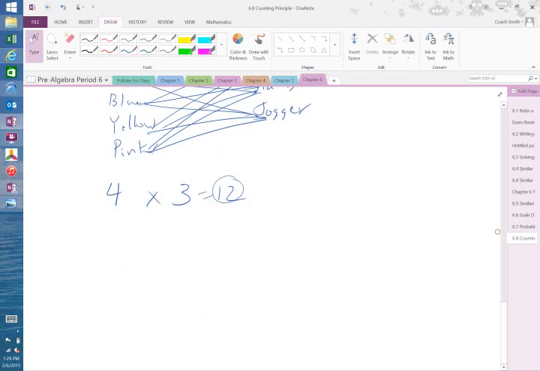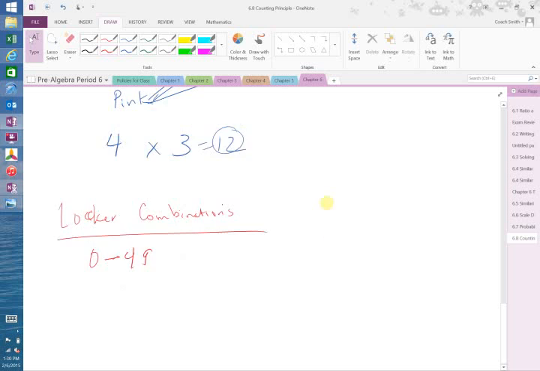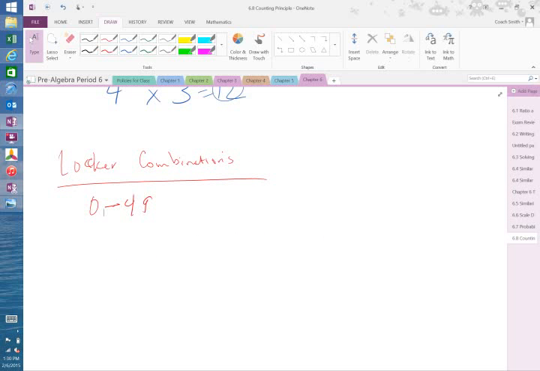All right, now let's talk about locker combinations. On your locker, you have a dial that goes from 0 to 49. Now, I know some of you are going to say that's 49 numbers, but it's not. It's 50. There's 50 numbers that are possible on your locker. Now, each of those numbers can repeat.